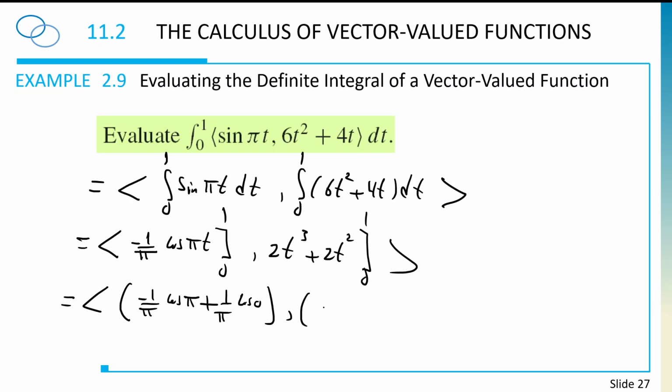Now the second one, same thing. At 1, this is 2 plus 2, minus, you replace at 0, this is 0. If you do this calculation simply, this equals what? Cosine 0 is 1, and cosine pi is negative 1, so this is 1 over pi plus 1 over pi. This is already 2 over pi. So it's 2 over pi, 4. This is the value for the definite integral.